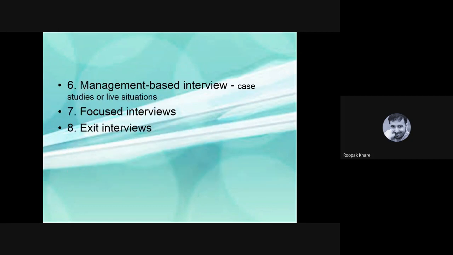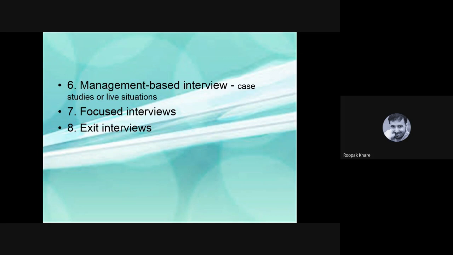Management based interviews, where case studies and real-life situations are given. Focused interviews, which are specific. When you're experienced and you've done certain things for a certain number of years, you are put into a situation where those skills are being tested. Focused interviews.